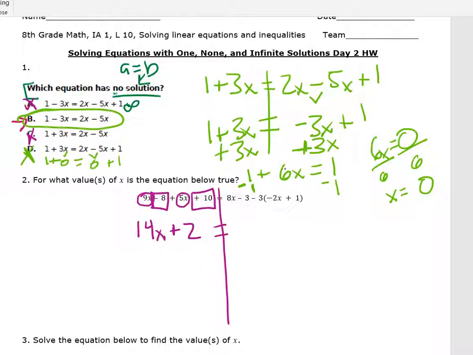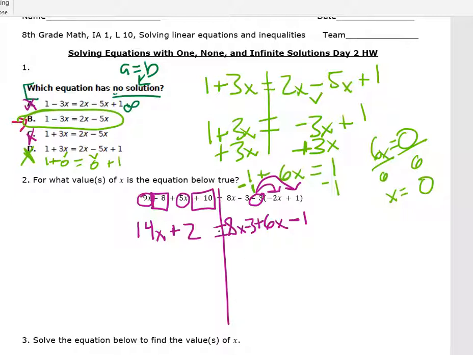All right, equals, I come over here on this expression, I have a negative 3 that I'm going to distribute to the negative 2x and the positive 1. When I do that, I'm going to be left with negative 3 times negative 2x. That's going to leave me with positive 6x minus 1. And I'll bring down the rest of this expression: 8x minus 3 plus 6x.